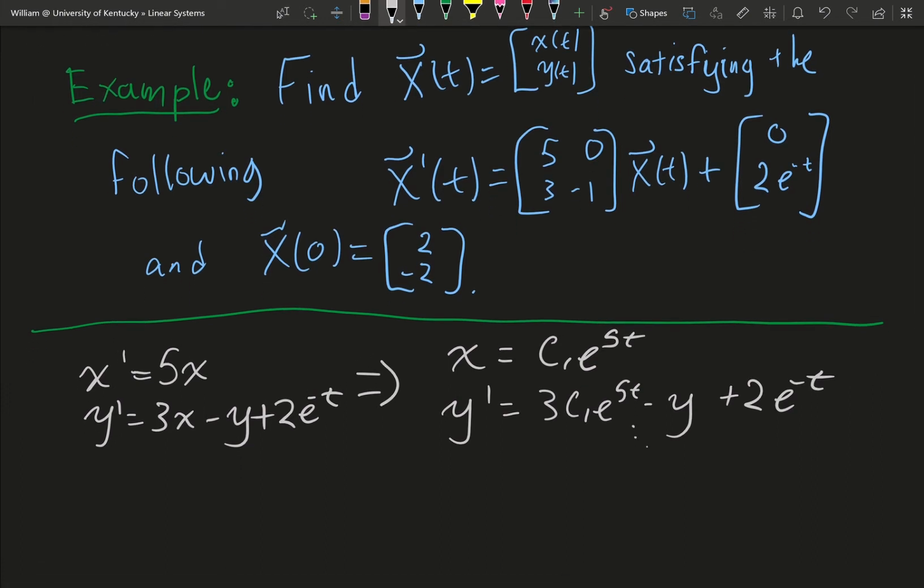We go ahead and solve for y now, using integrating factors, and we just get y is equal to 1/2 c1 e to the 5t plus c2 e to the negative t plus 2t e to the negative t.